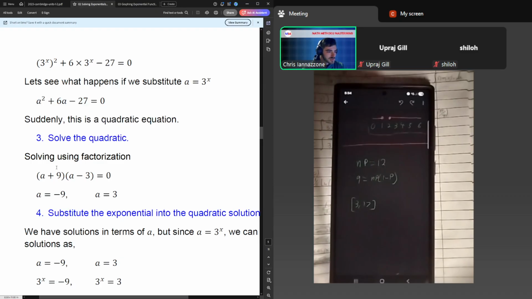But okay, how do we solve quadratics? Well, usually it's going to be factorization. If not, you've got the quadratic formula to work with. I've never had it where there's been no solutions entirely.